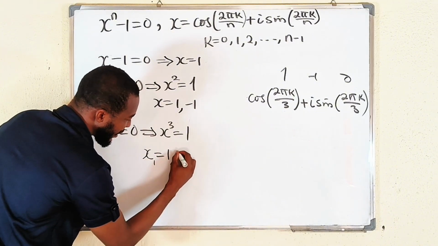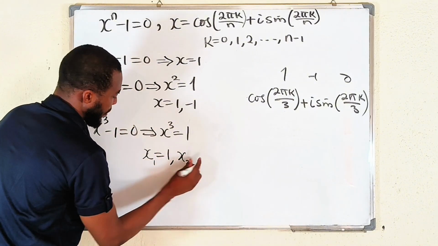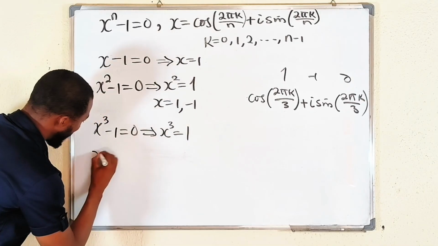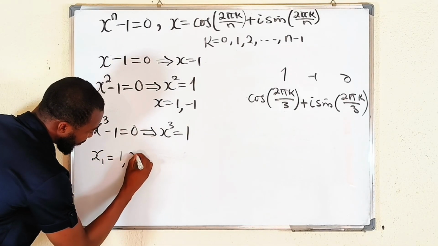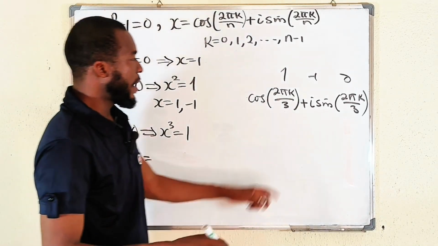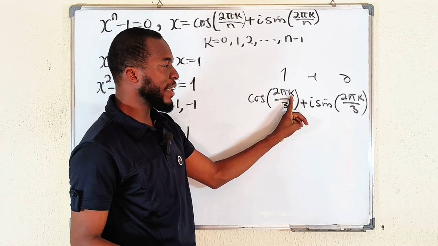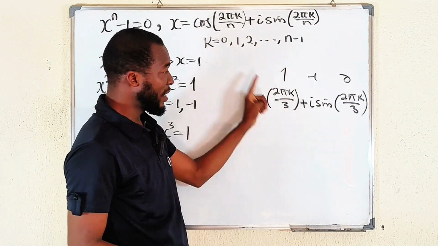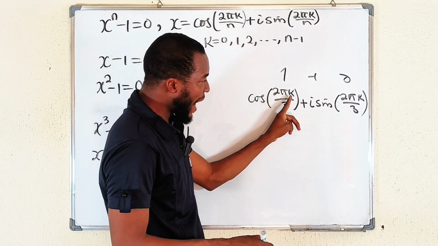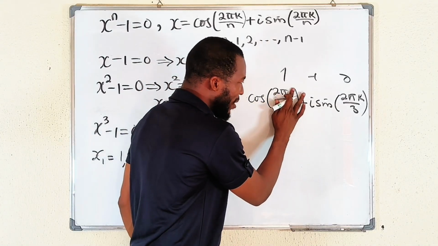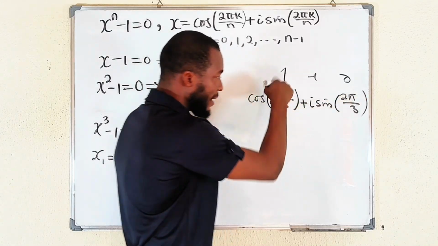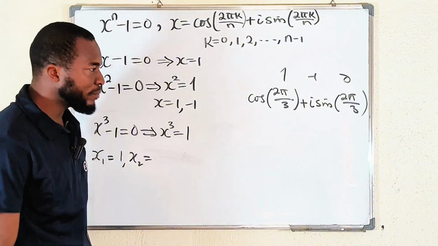So we have x1. Then x2, let me start it here. x1 is equal to 1. So what about x2? x2 is when you have k equal to 1. That is the next one. So this will be just what? 2 pi times 1, which is just 2 pi, divided by 3. 2 pi divided by 3.